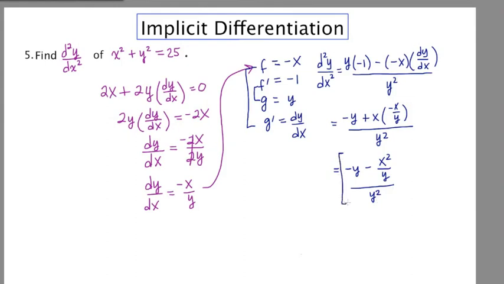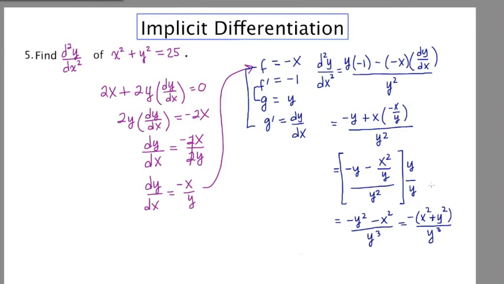This is a complex fraction, which I'm going to take care of by multiplying by a useful form of 1, which I think would be best to use y over y. And doing that, we get negative y squared minus x squared all over y cubed. Now, from the top, I could take out a negative, and I'm left with x squared plus y squared all over y cubed.